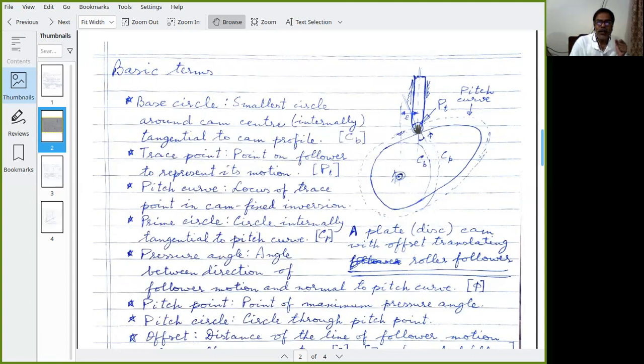Now, the point which is used to describe the follower motion, the most significant point in the follower, which can be used to trace its motion, is called the trace point on the follower to represent its motion. In this case, it is P. So the base circle is as shown here, and the trace point is P, the center of the roller. In the case of a knife edge follower, that point of contact would be the trace point.